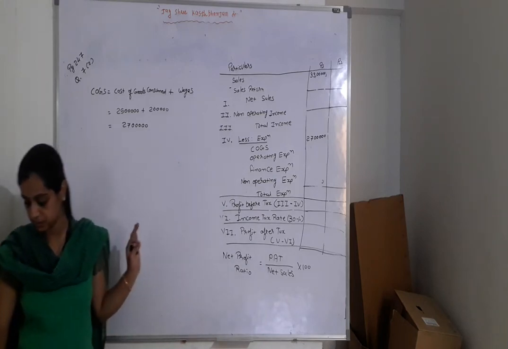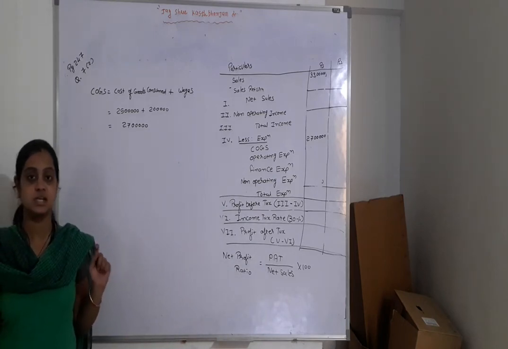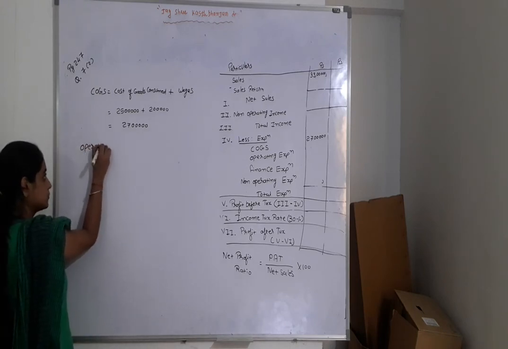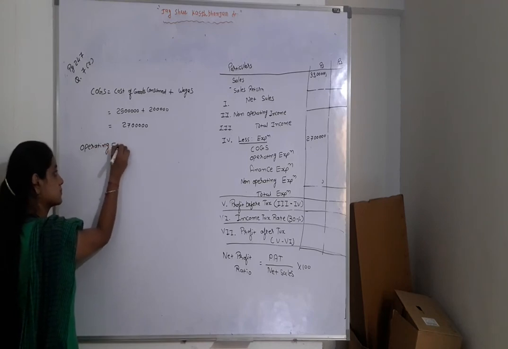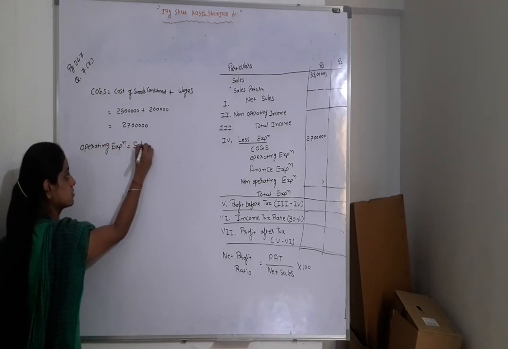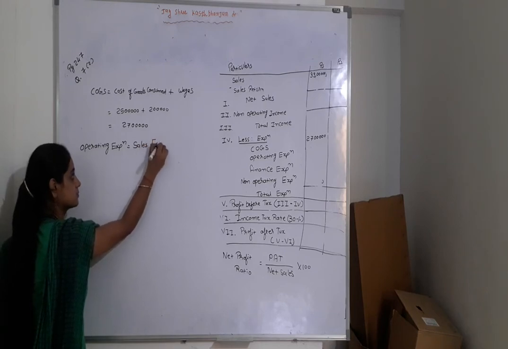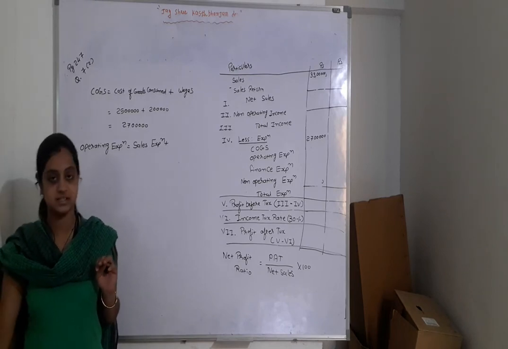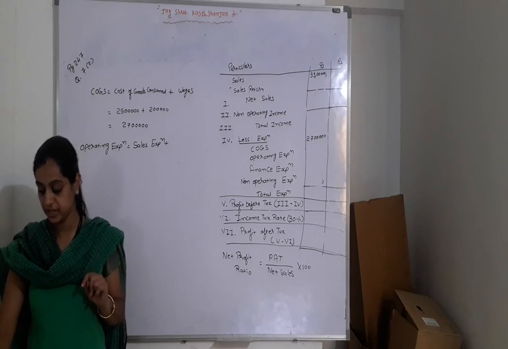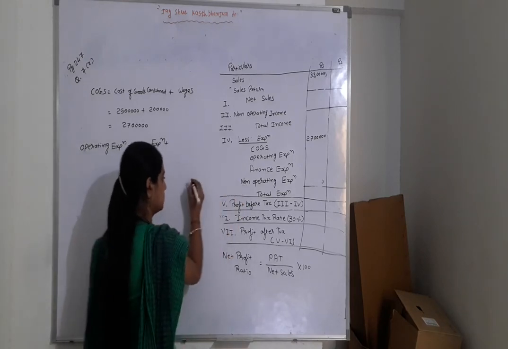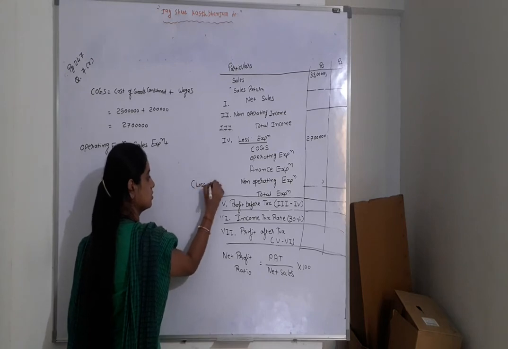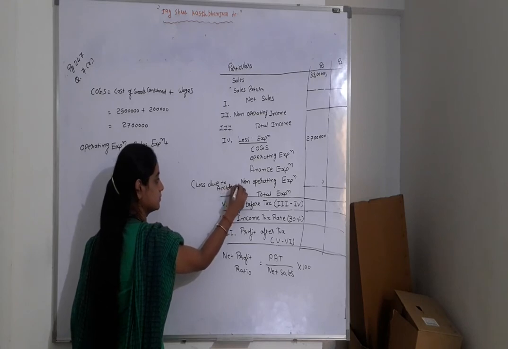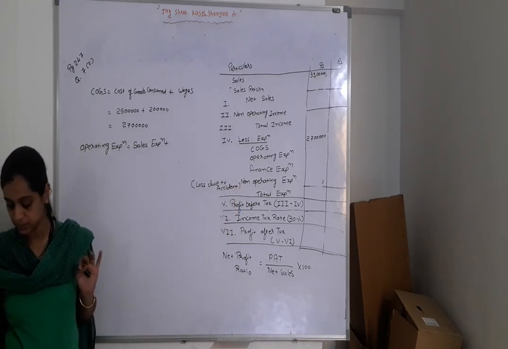Okay. Next, sales expense. It will come in operating expense, right? So operating expense is equal to sales expense plus loss due to accident. No, that is our non-operating expense. So we'll write it over here. Loss due to accident, that is 40,000.